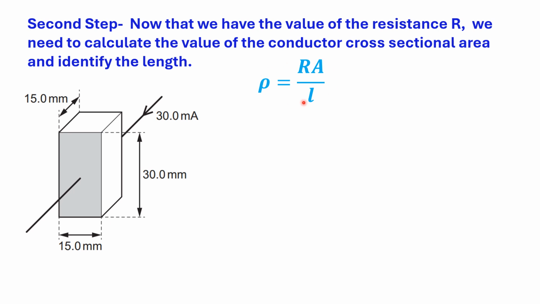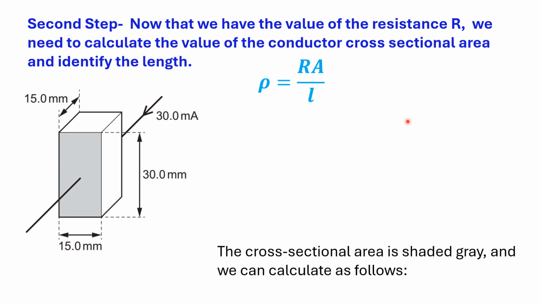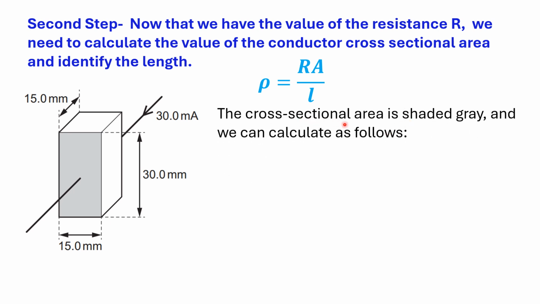So now that we look at this formula, it's still missing the value of the cross-sectional area and the length. Okay, so let's look in detail here. The cross-sectional area is the shaded gray part of this block, and we can calculate it as follows. So the area is the width times length.